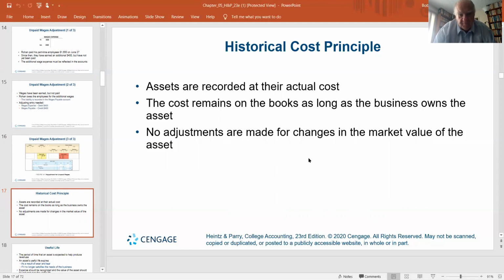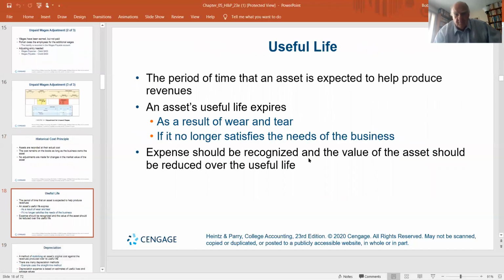And my best example would be a company bought land along the waterfront here in Santa Barbara, huh? They did that in 1960 and they paid $10,000. That land is now worth $10 million. It's still $10,000 on the balance sheet.